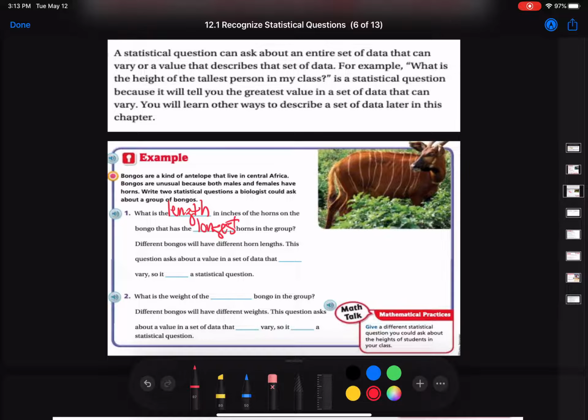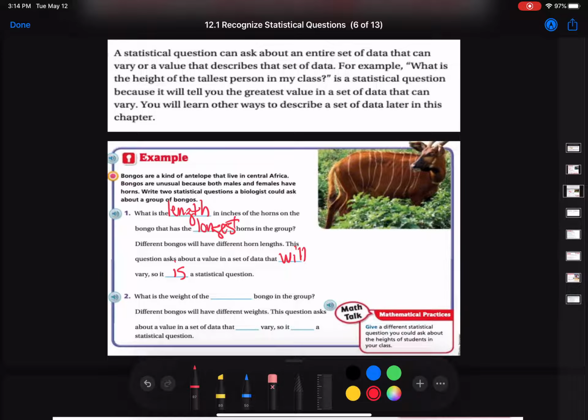Okay, different bongos will have different horn lengths. This question asks about a value in a set of data that will vary. So it is a statistical question because you're going to be looking at a lot of numbers and you're going to be picking out the one that has the longest.